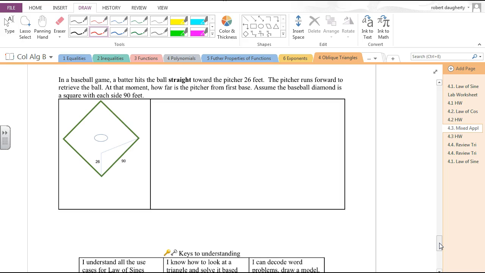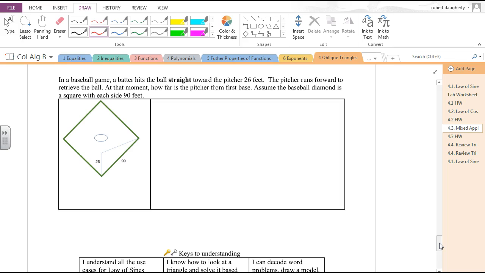In a baseball game, a hitter hits the ball straight toward the pitcher 26 feet. So that's just like bad English in a word there. I could rewrite that, but you get the drift. The ball goes straight toward the pitcher and it goes only 26 feet. The pitcher runs forward to retrieve the ball. At that moment, how far is the pitcher from first base? Assume the baseball diamond is a square with each side 90 feet.